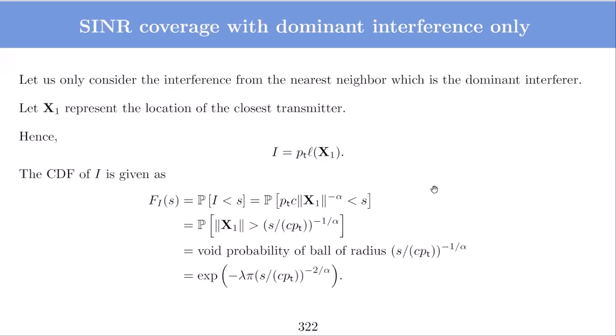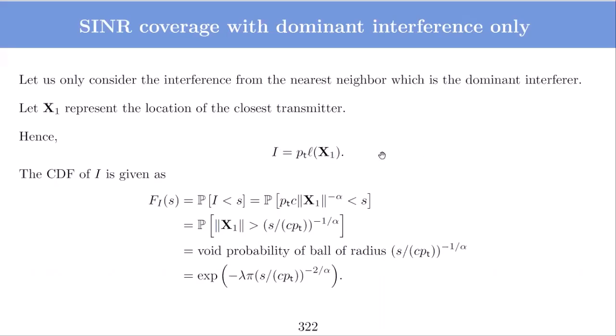So x1 denotes the location of the closest transmitter, and we know that the interferers also form a PPP. Conditioned on the typical pair, the rest of the point process, which are interferers, also form a PPP. So what is the distribution of the distance of x1 that we have already calculated? This is the distribution of the distance of the closest point of a PPP. So the interference from that is given as PT l(x1).